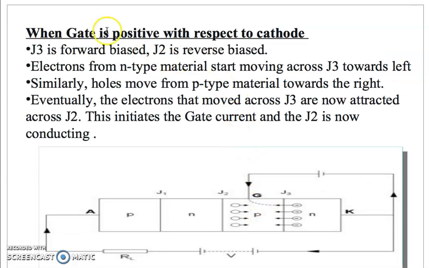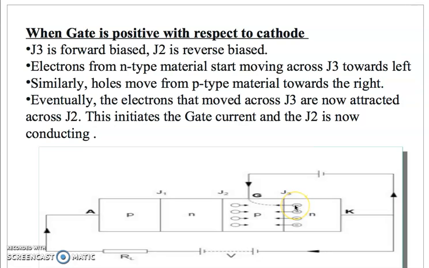Now one more condition of the SCR, that is with gate positive with respect to cathode. Earlier no voltage was applied to the gate, the gate was open. Now we are applying a positive voltage to the gate. Earlier both J1 and J3 were forward biased and J2 was reverse biased. Now because of this positive biasing of the gate, the electrons start moving towards the junction.